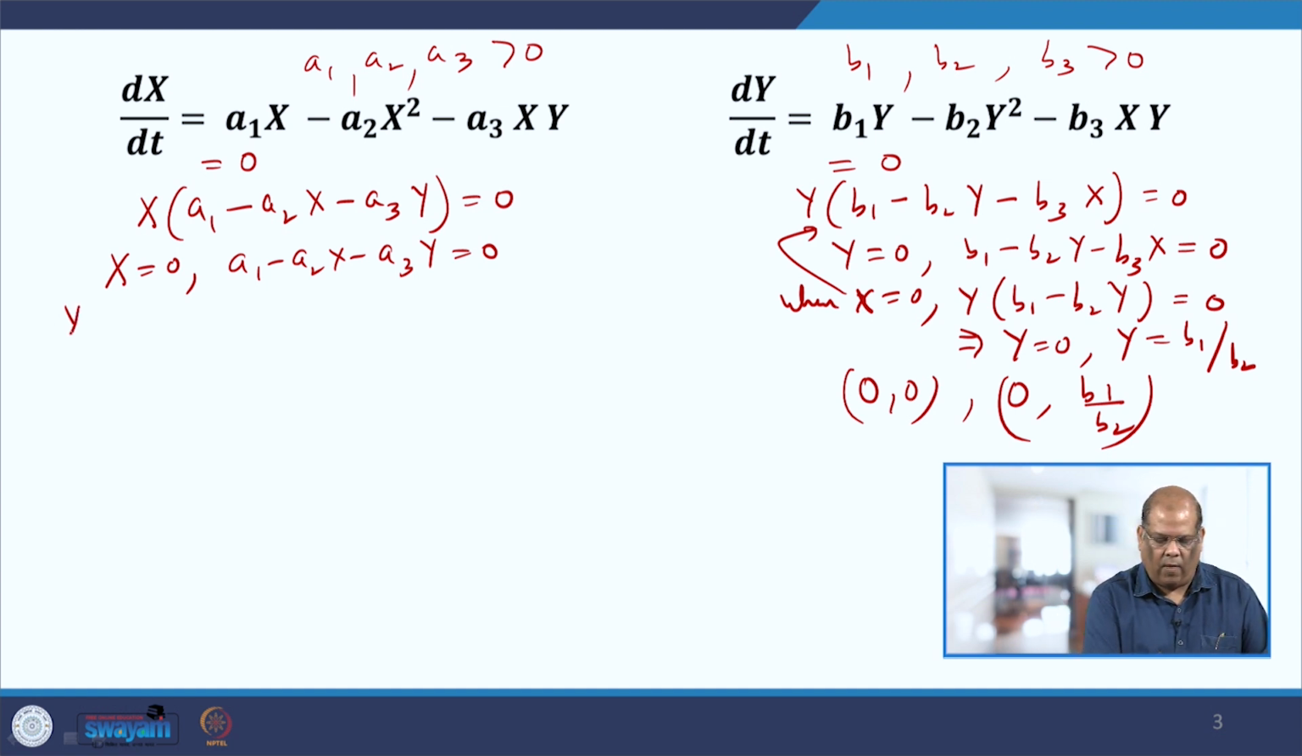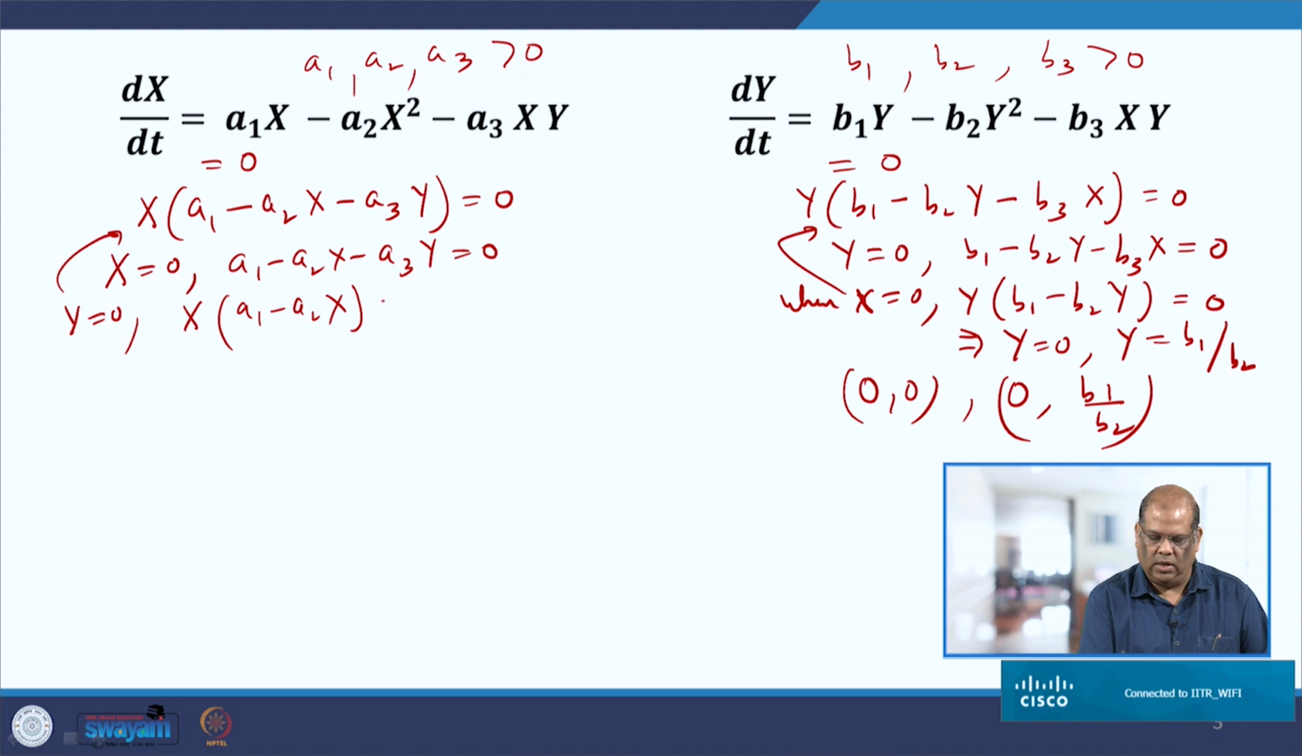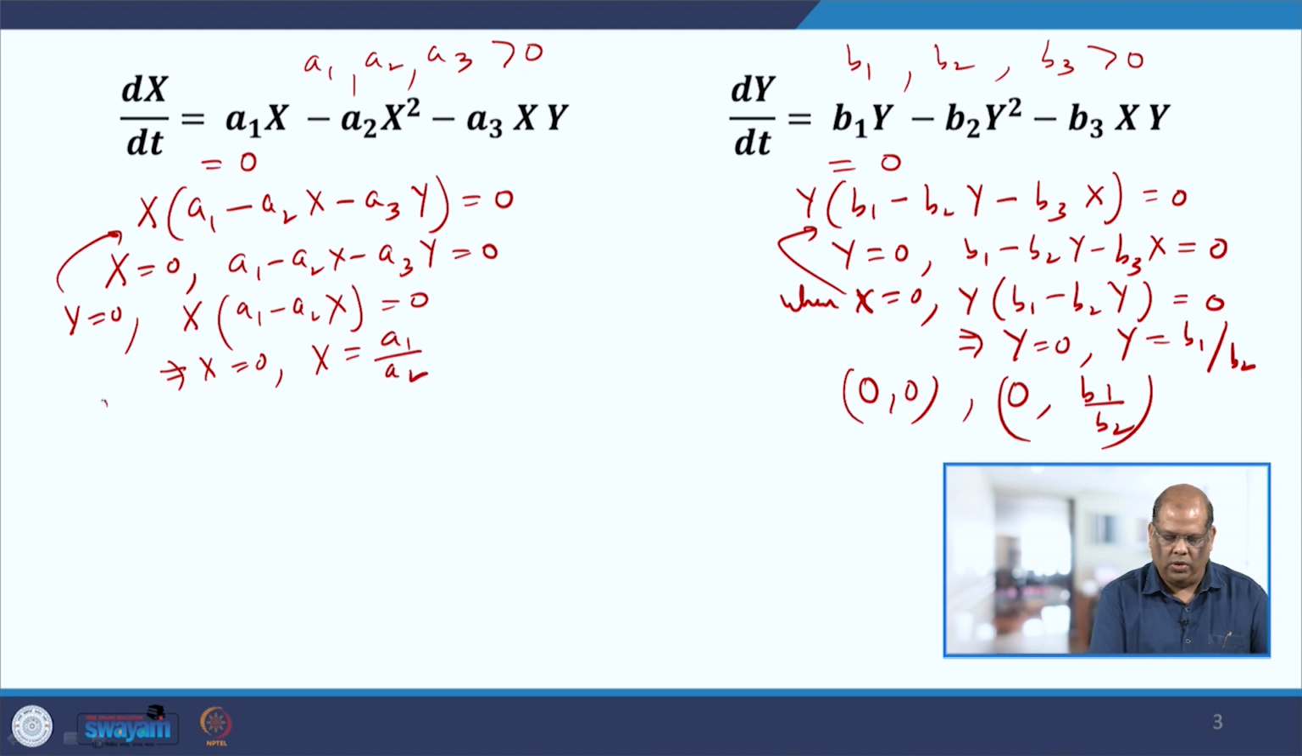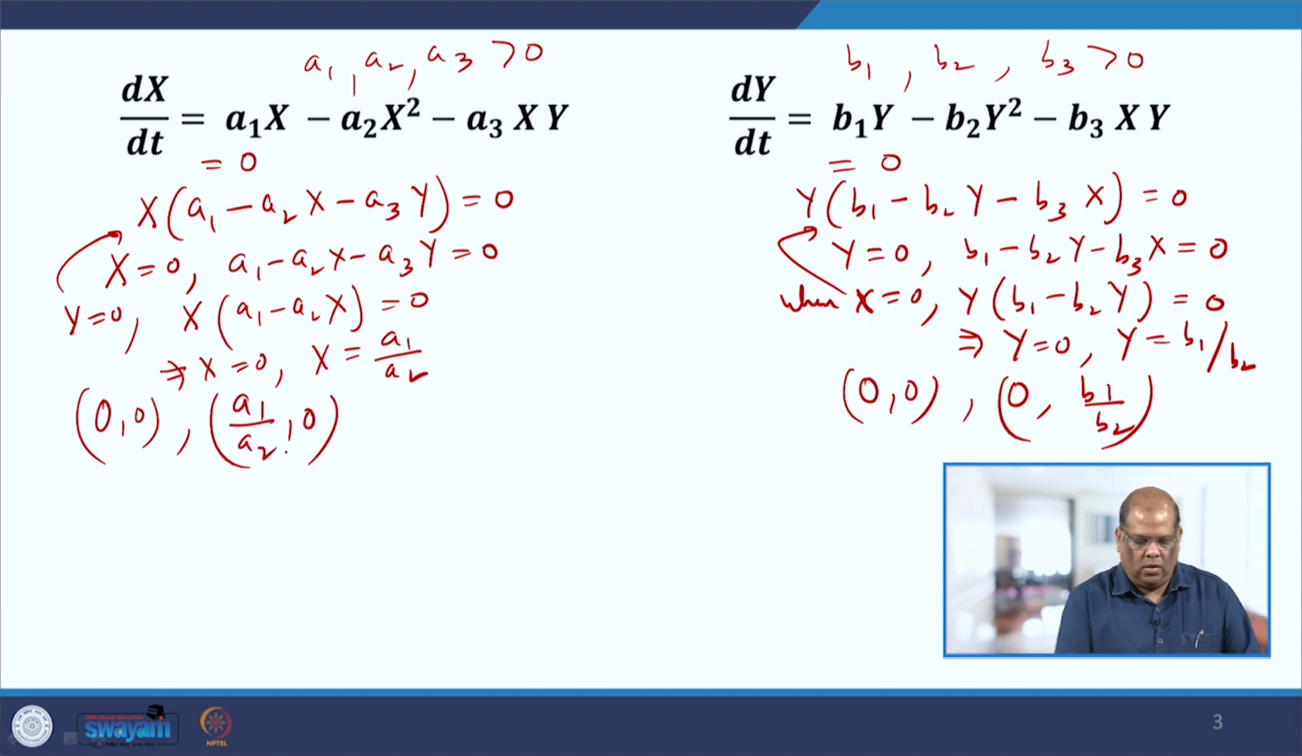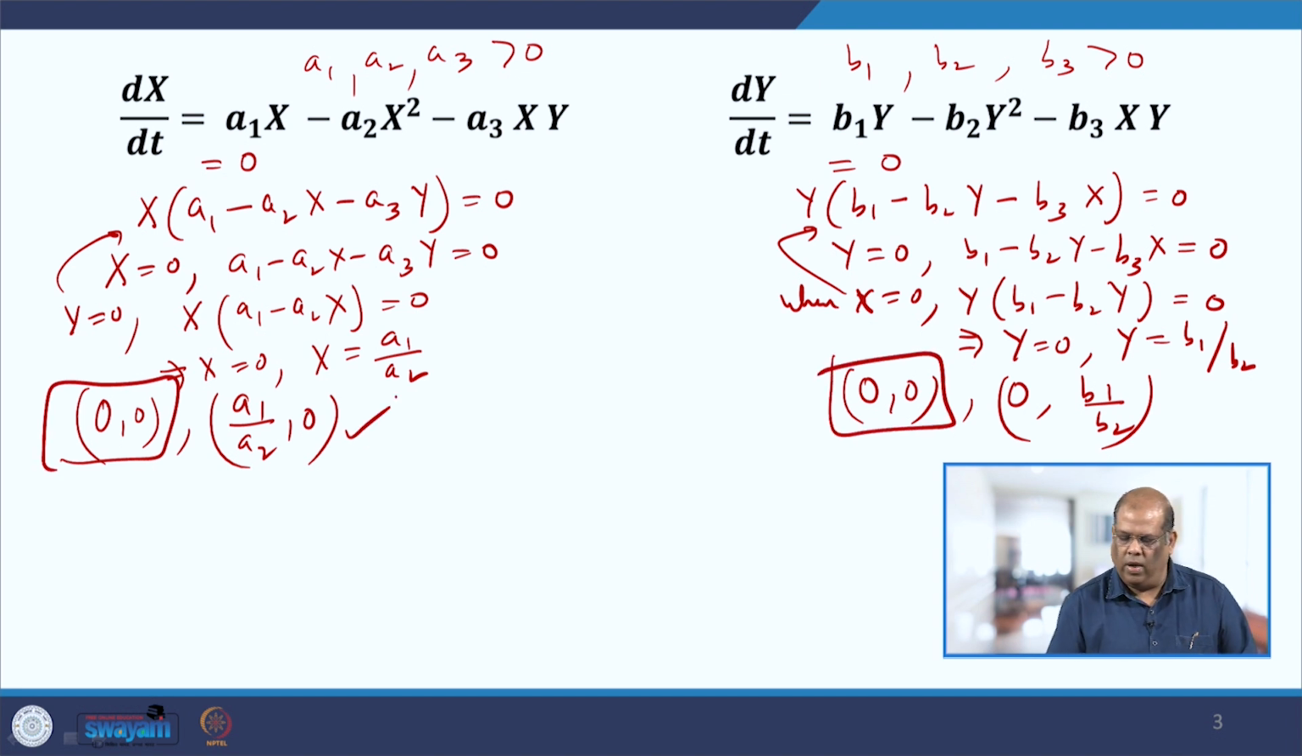Similarly, if y is equal to 0 and I substitute it here, I will get x times (a1 minus a2 x) equal to 0, which will give me x equal to 0 and x equal to a1 by a2. So, when y equal to 0, x is also equal to 0, and when y equal to 0, x equals a1 by a2. So, this is one equilibrium point, and this is another equilibrium point.